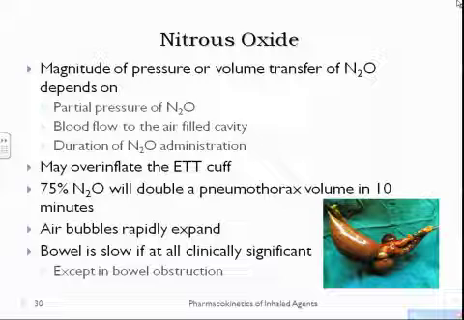Okay? But you can see here, 75% nitrous oxide will double pneumothorax volume in 10 minutes. We were taught 50% at 10 minutes, 50% increase. So this is pretty significant.